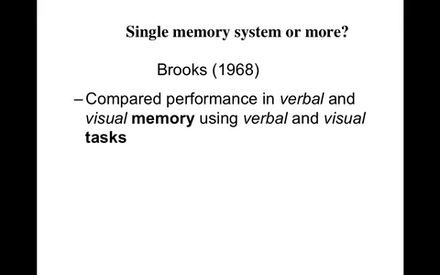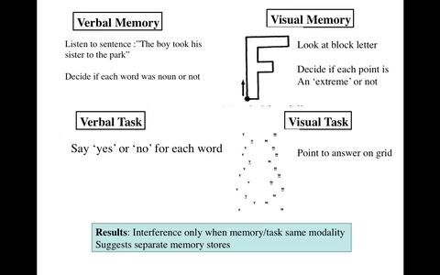So is short-term memory a single memory system, or is it multiple memory systems? It seems like there's visual memory. It seems like there's auditory memory. The question is, are these in fact distinct from one another? Brooks did a study where he compared performance in verbal and visual memory using verbal and visual tasks. So let's see what these look like.